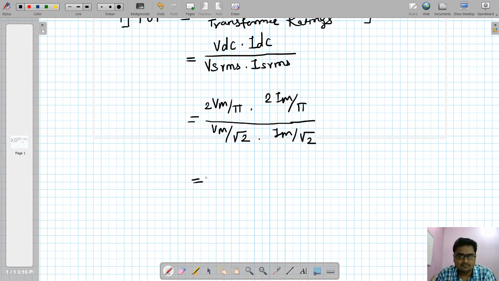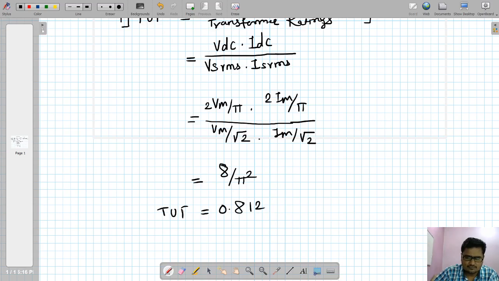Now solve it. Twice Vm, then Vm, I can cancel it. Im and Im cancel. The only thing is pi multiplied by pi in the denominator, and then 2, 2, 2, so it will be 8 divided by pi square. 8 divided by pi square. The value will be 0.812. This is the transformer utilization factor for bridge rectifier.